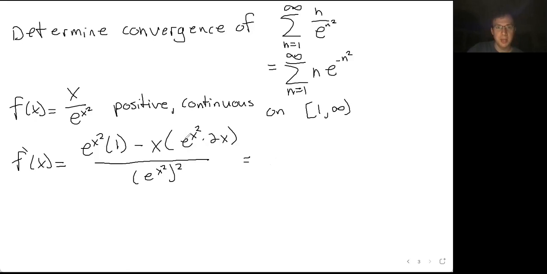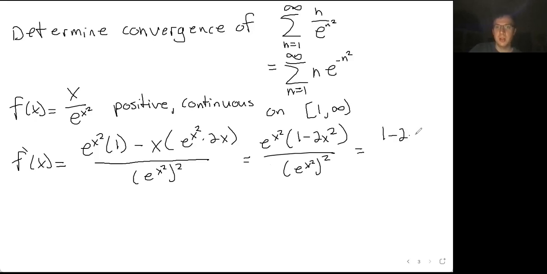Simplifying the top a little bit, there's an e to the x squared that can get factored out and actually cancel this e to the x squared on the bottom. So we'll say 1 minus 2x squared, over e to the x squared squared. So we get some cancellation, which means 1 minus 2x squared over e to the x squared.